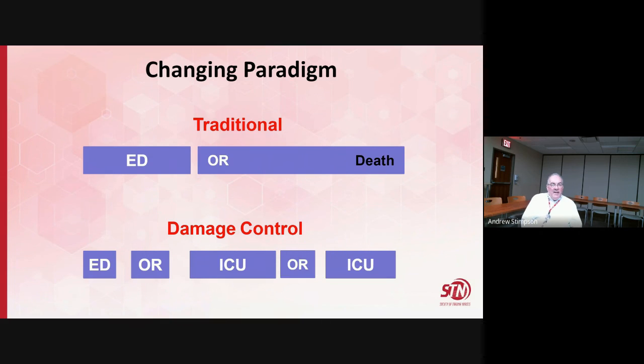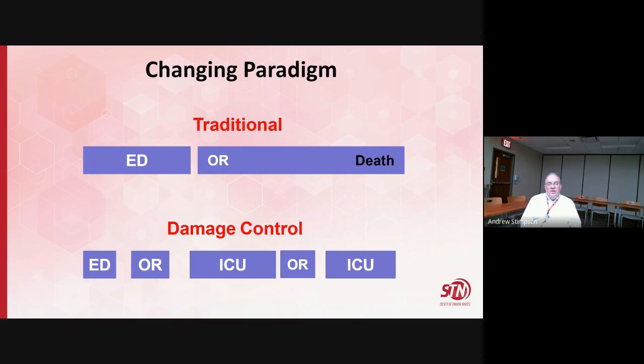So again, changing paradigm. We used to talk about resuscitation as we went to the ED, we went to the OR, and then the OR was a prolonged period of time. Now what we try to do is shorten our time in the ED. We don't want to spend a lot of time there because we can't definitively control hemorrhage there. The other thing we do when we get to the OR more quickly is we do an abbreviated operation called damage control, and I'll talk about that in the next meeting.